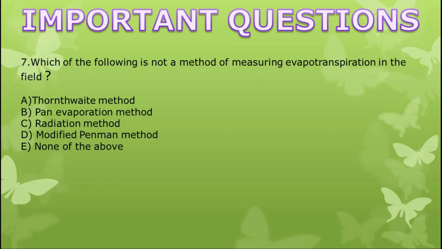This is the seventh question: which of the following is not a method of measuring evapotranspiration in the field? See friends, it is asked which is not a method. Thornthwaite method we have studied earlier, it is a method used for measuring evapotranspiration. The evaporation method is also used. The radiation method is also used. The modified Penman method is also used. So the correct option is E, none of the above.